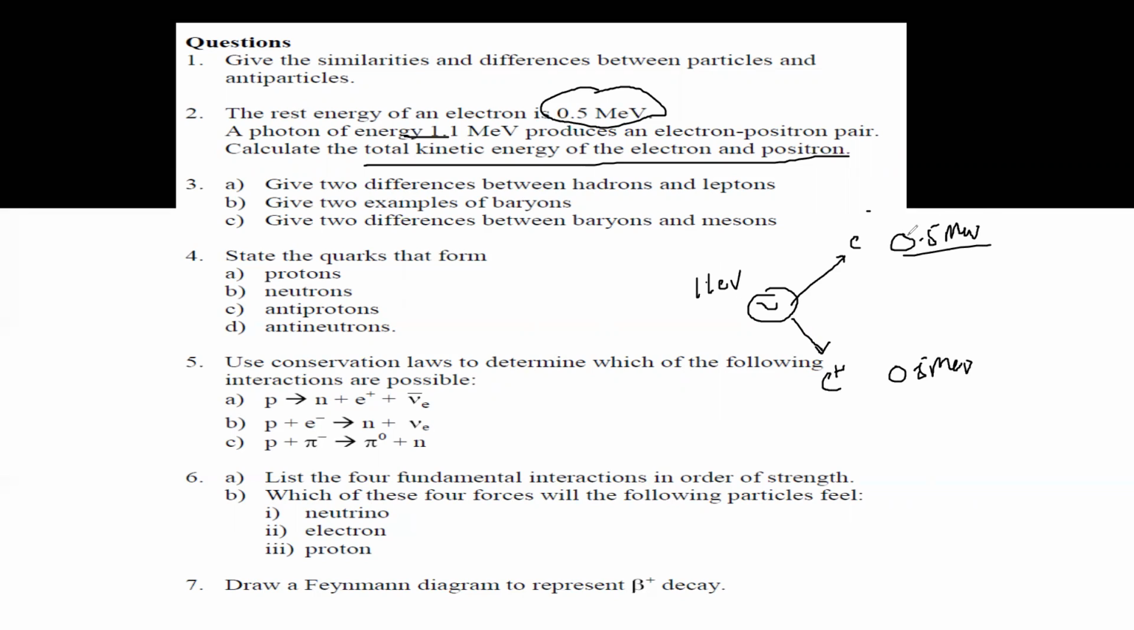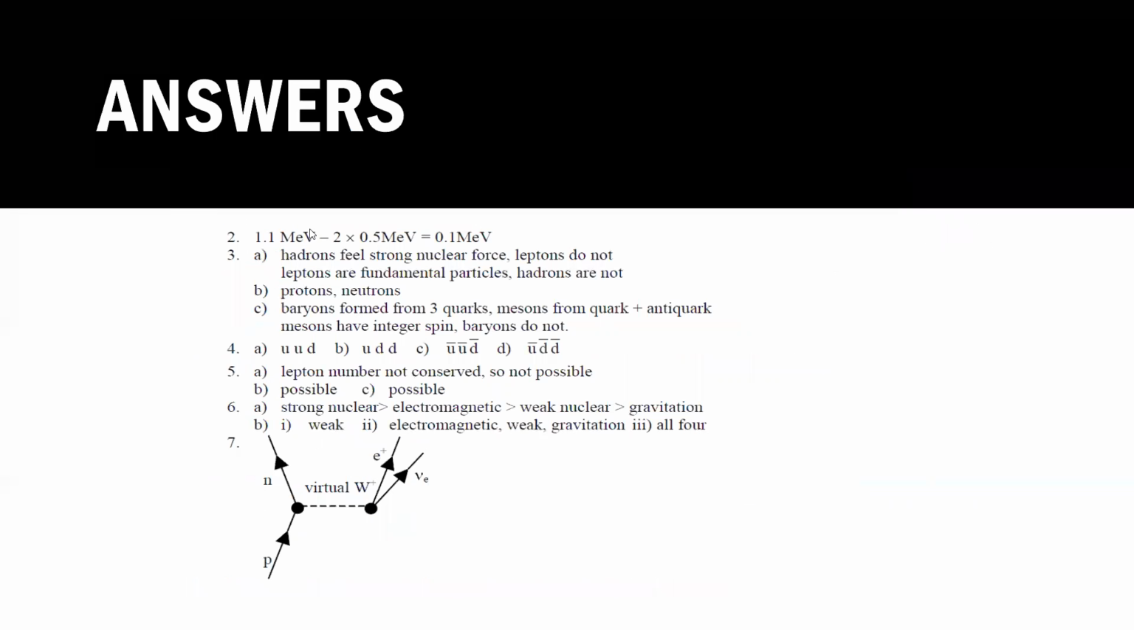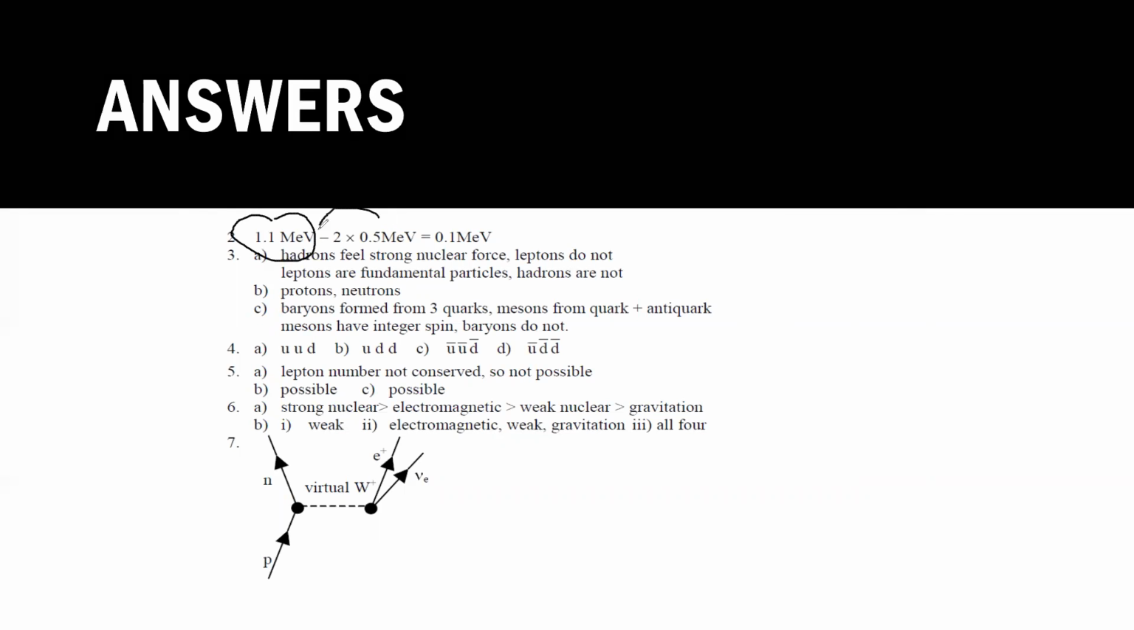So the total energy minus the energy which is needed to produce these particles, when I subtract them, I will get the kinetic energy. So 1.1 is the total energy minus the energy required to produce the electron and positron. This results in 0.1 mega electron volt.